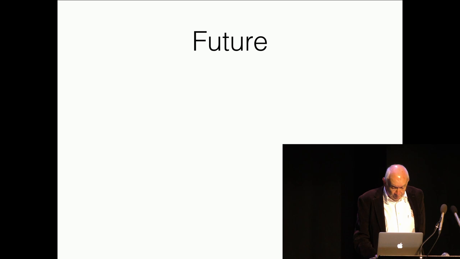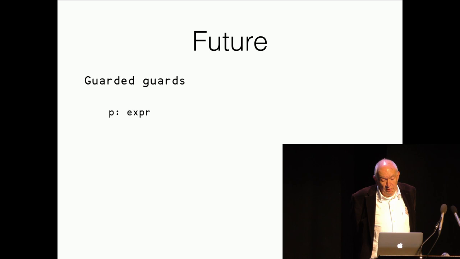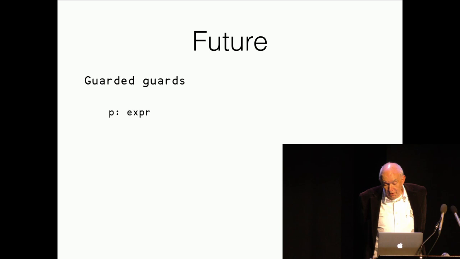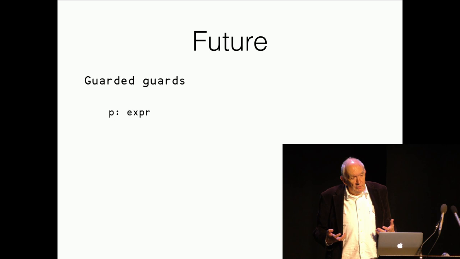Guarded guards is an idea. At the moment, to the left of the colon in a DFN, you give a predicate, a Boolean returning expression. And if that evaluates to true, it evaluates the expression and returns it as a result. And actually, the first time I saw this in Miranda, I was gobsmacked that you didn't need to say return expression, that you didn't need a procedural. You just said 2 plus 3. You didn't need to say, and I want to return this as a result.